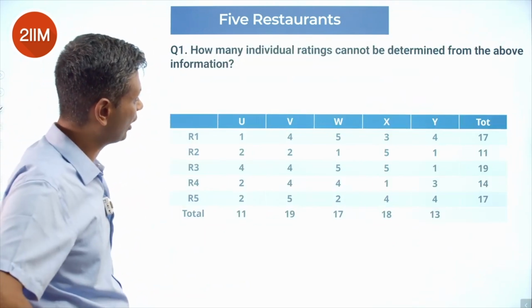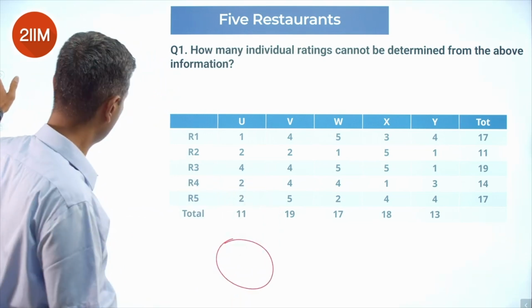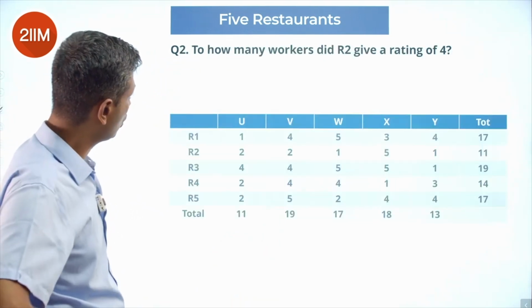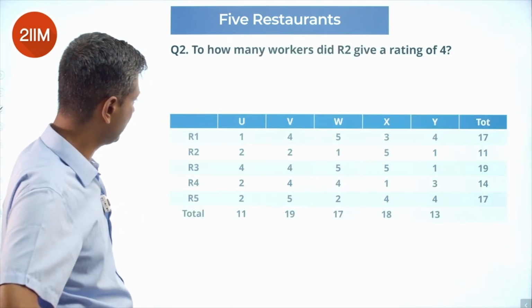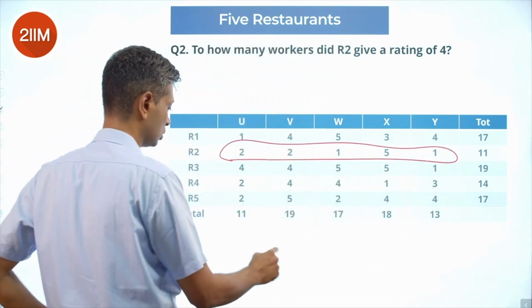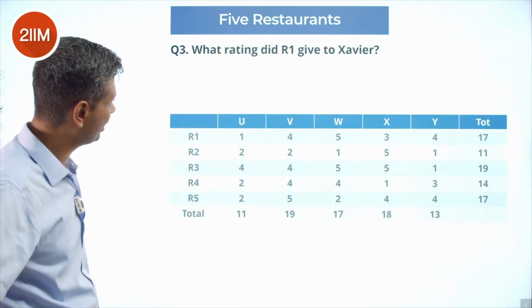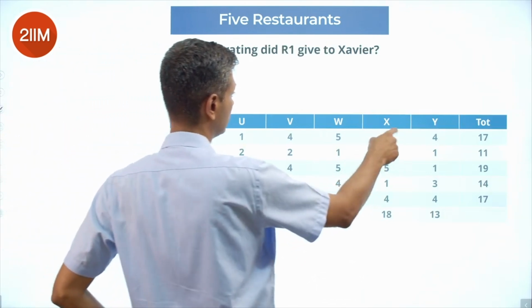How many individual ratings cannot be determined from the above formation? 0. We've got everything. Completely one grid. To how many workers did R2 give a rating of 4? R2. No 4s there. What rating did R1 give to Xavier? 3.